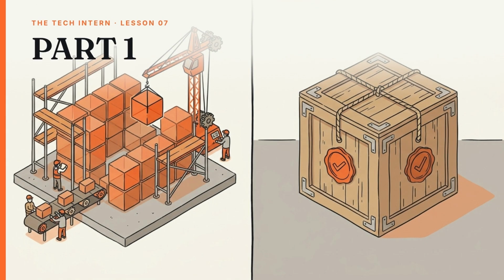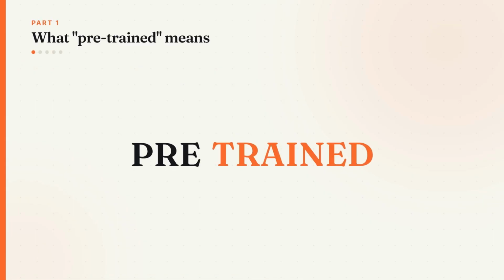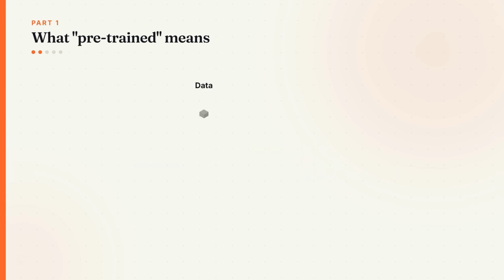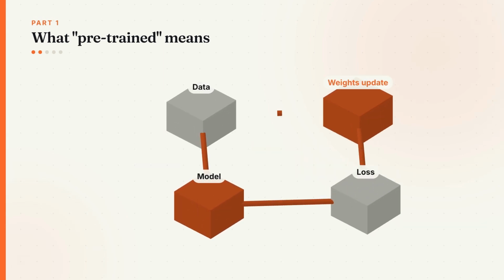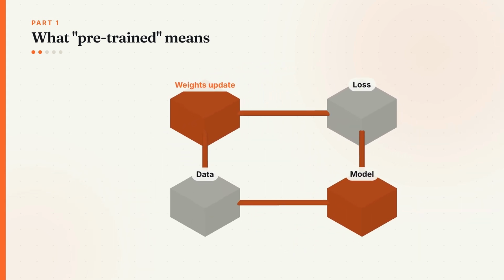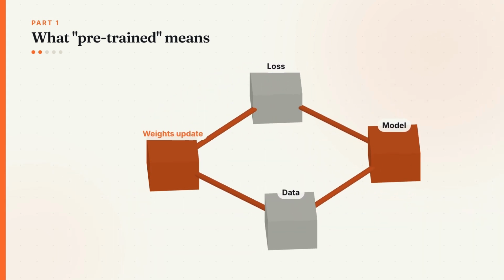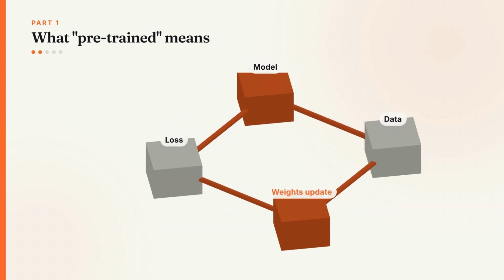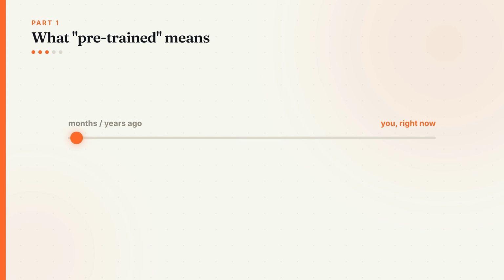Part 1. Did someone else already train this model, or are you building it from zero? Let's start with the word itself, because it's more literal than people expect. Trained means what we covered last time. A model that went through the full training loop. Fed data, made predictions, got corrected, adjusted its weights millions or billions of times until it got good at a task. Pre just means before. Before you showed up. Before your product existed.